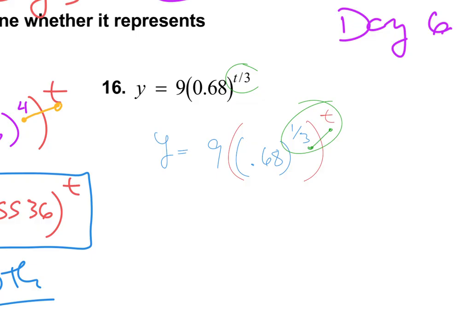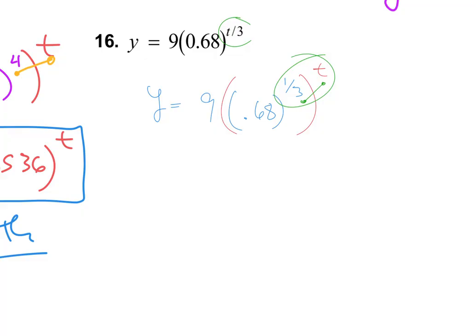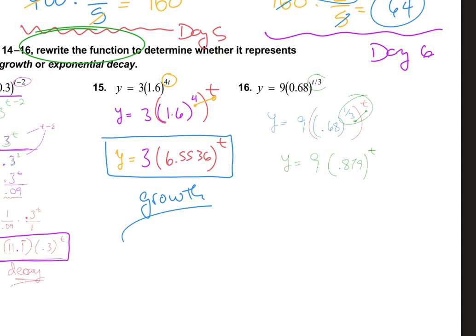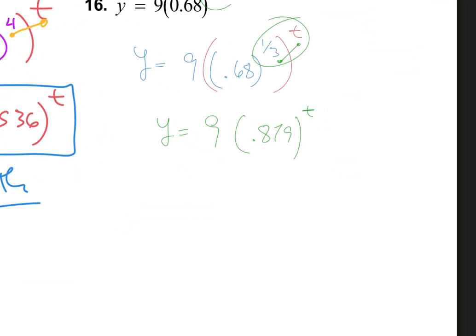0.68 raised to the 1/3 power is 0.879 blah blah blah. So here's what I'm going to do: 9 times 0.879 to the t. We don't have any instructions on how we should be rounding these, so I'm just going to leave it like that, and we're done with that.